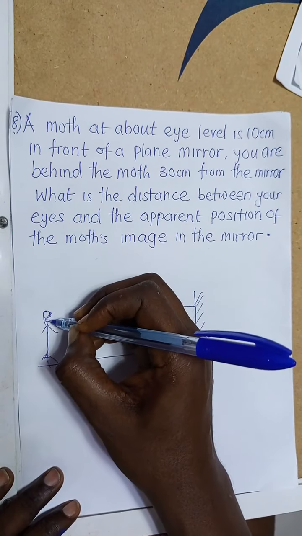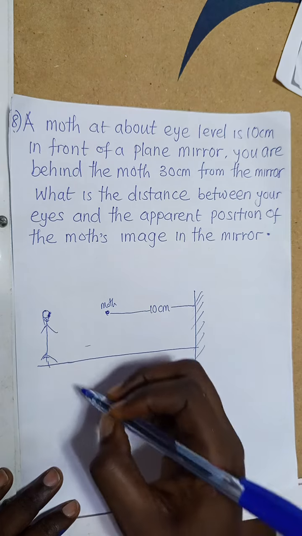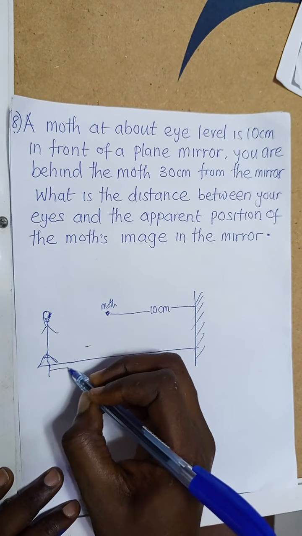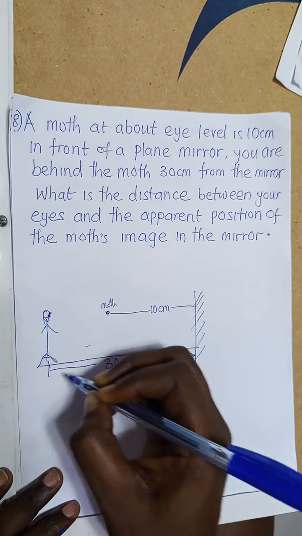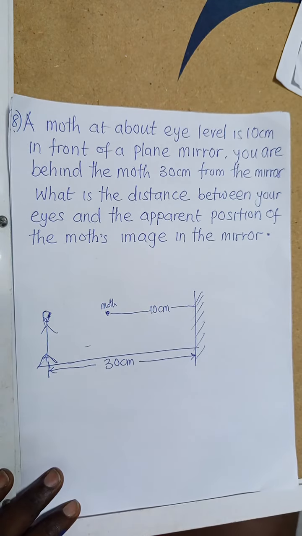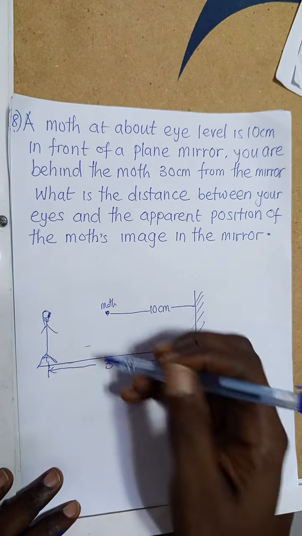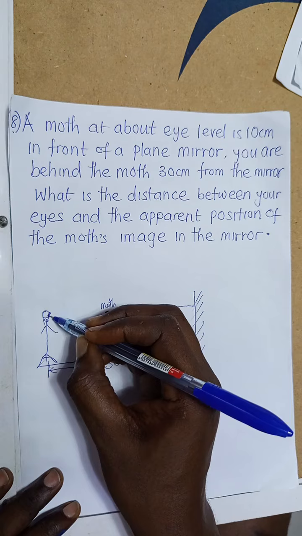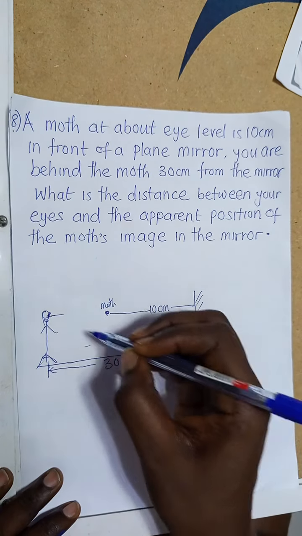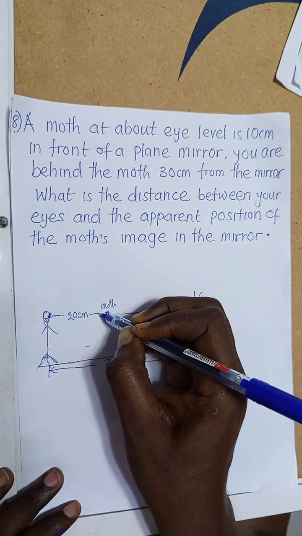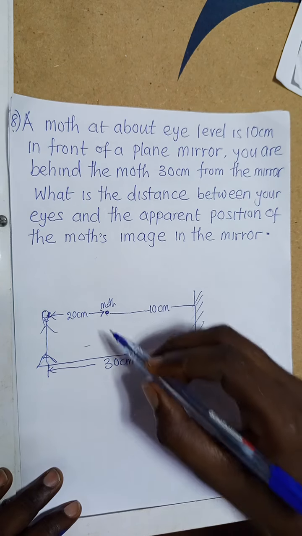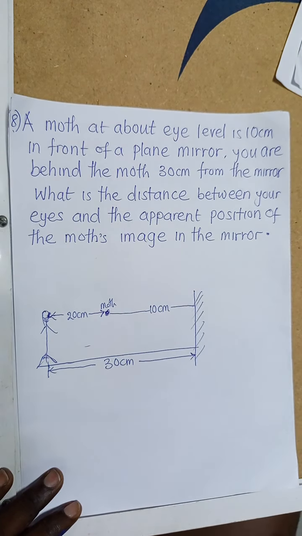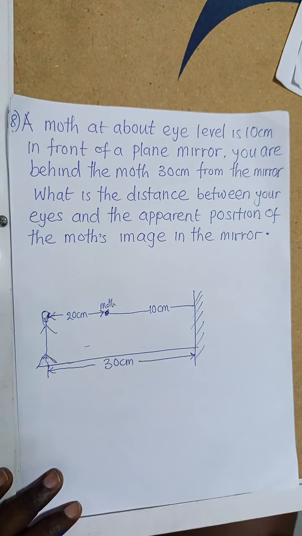At eye level. Don't forget the mood is at eye level. I am the one here, measured what? 30 centimeter from the mirror. So now the question is that they now say I am behind here. That means from my eyes to the mood is what? It should be 20 centimeter. That's what it means. So now, why do I put the mood here? Because they say it's at eye level. So it should be at my eye level.